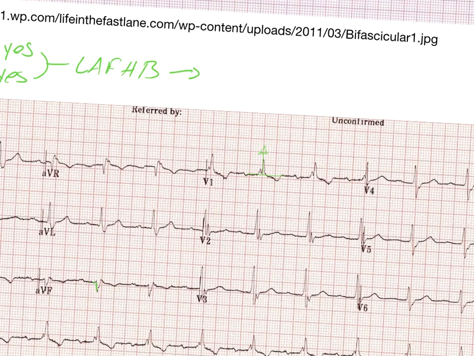So what does that put us at? A bifascicular block. So that means that both the right bundle branch and one of the fascicles in the left is blocked. Would you guys go with that? Anything else going on though?